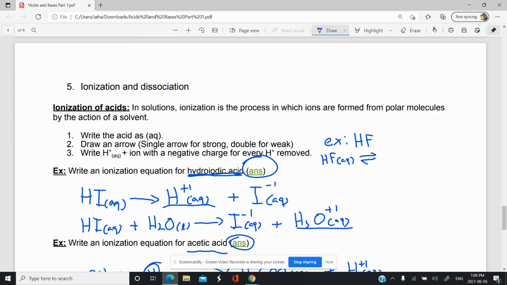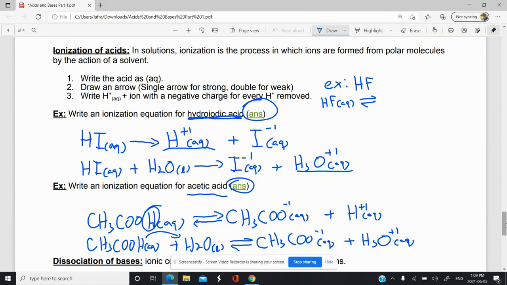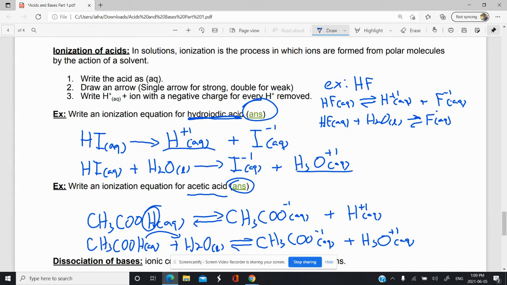And you can draw the double arrows this way or the other way, where we had full complete arrows as I've shown there. That would become H plus AQ plus F minus 1 AQ. And if you want to write the long way, you'd have HF AQ plus H2O liquid, double arrows still, becomes F minus AQ plus H3O plus AQ.